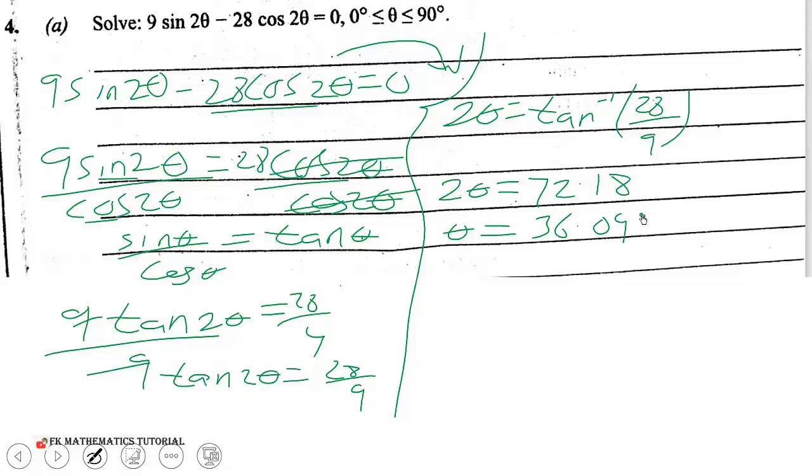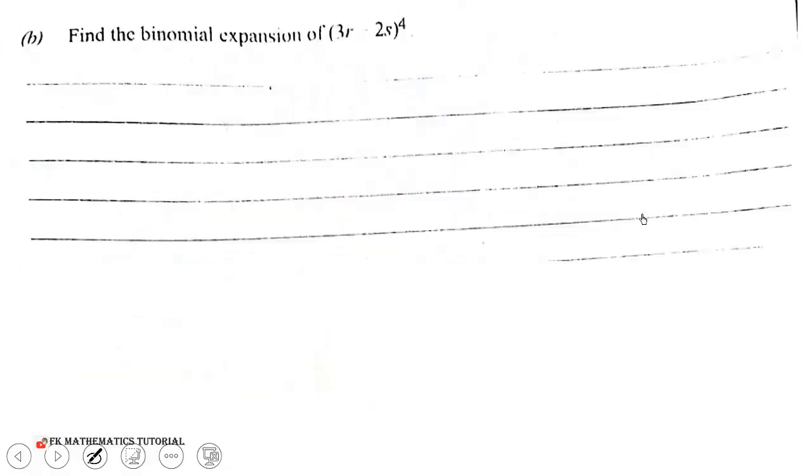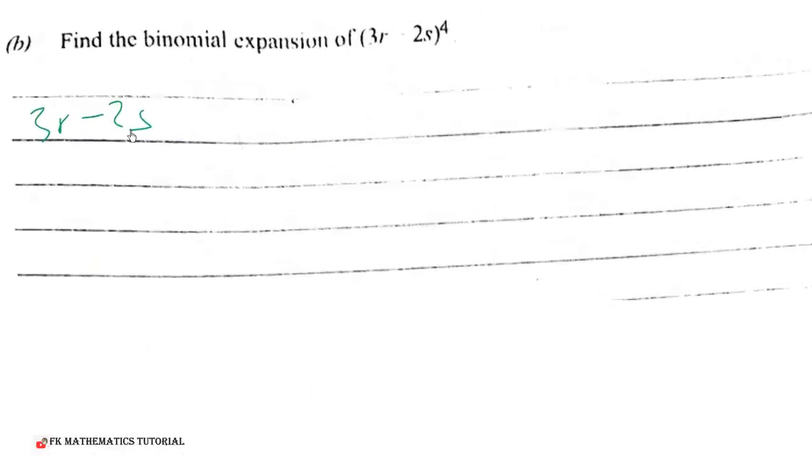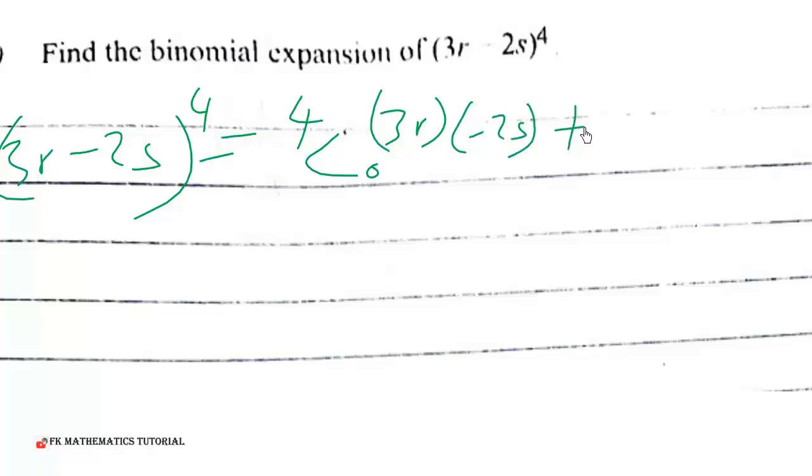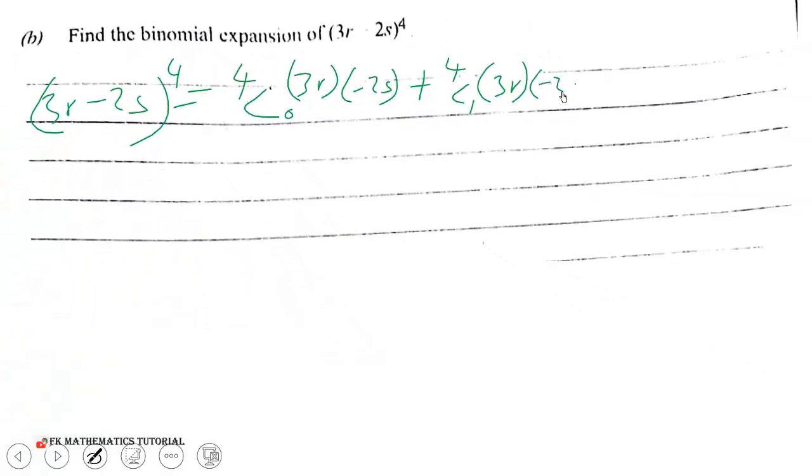Now let's look at the B part. Find the binomial expansion of 3r minus 2s exponent 4. So recall that the binomial coefficient, we can use calculator to find it. 4 combination 0, then you're going to get 3r, and then minus 2s. Then we go to the next one, 4 combination 1, then you're going to get 3r, and then negative 2s.